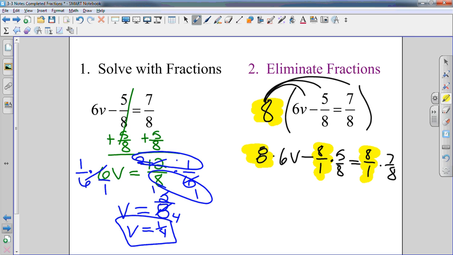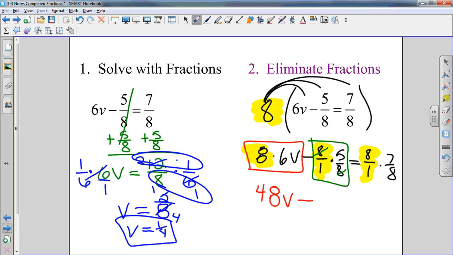What's that next step? Yeah, 8 times 6. My first one is right here. It's 8 times 6 gives me 48b, minus, I'm going to reduce, what am I left with? Same thing here. What am I left with?